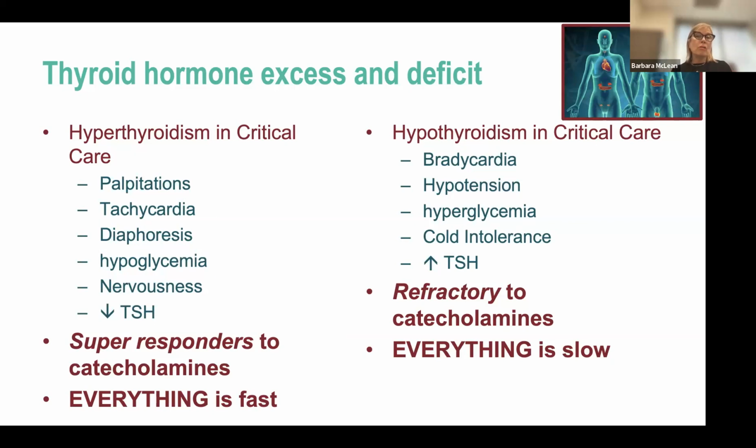Now, these patients are super responders to catecholamine stimulation. That doesn't mean that you're giving them drips. It means that they have their own super response to catecholamines. That's why they're tachycardic, hypertensive, and hyperthermic. Everything is fast, fast, fast. Completely reverse from hypothyroidism. With hypothyroidism, the patient typically is going to be bradycardic and hypotensive. Now, we already know that's a signal that we have to pay attention to.